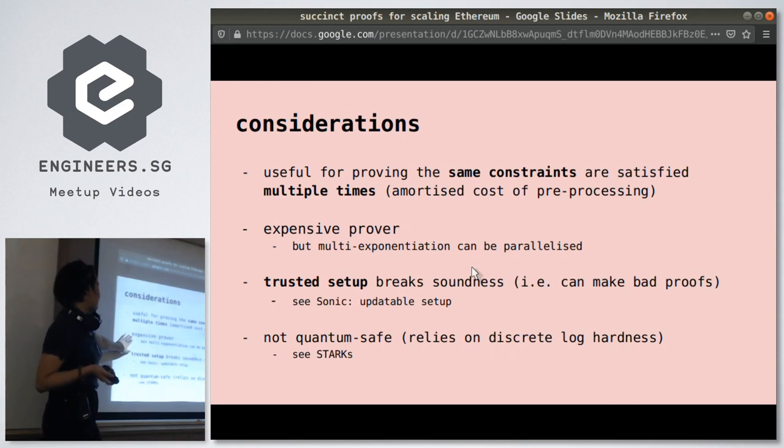Another consideration is the prover needs to do a lot of work. So this is not the most democratic solution. So you most likely want to outsource it to someone with a big server, basically.